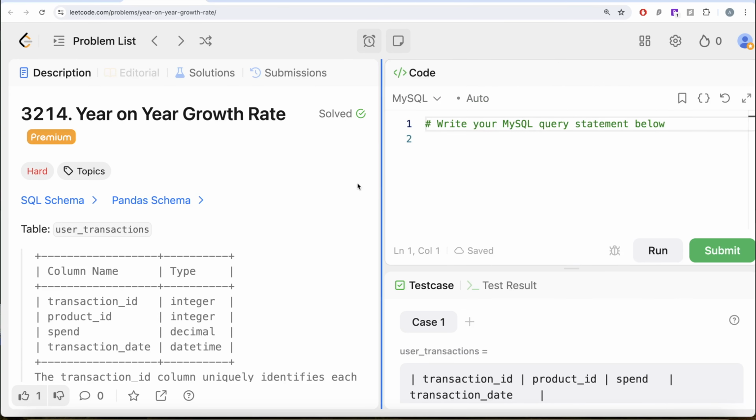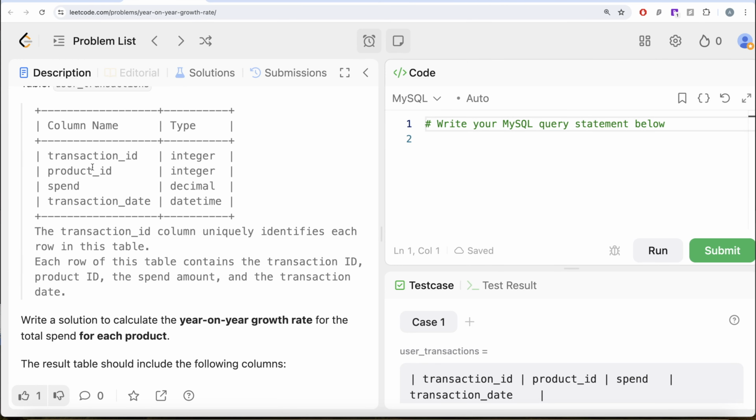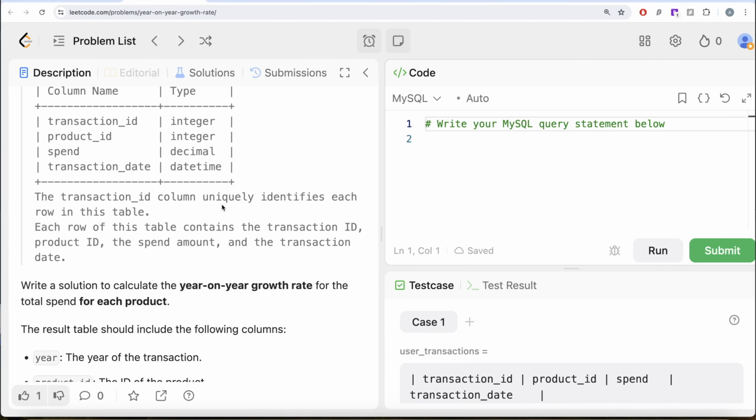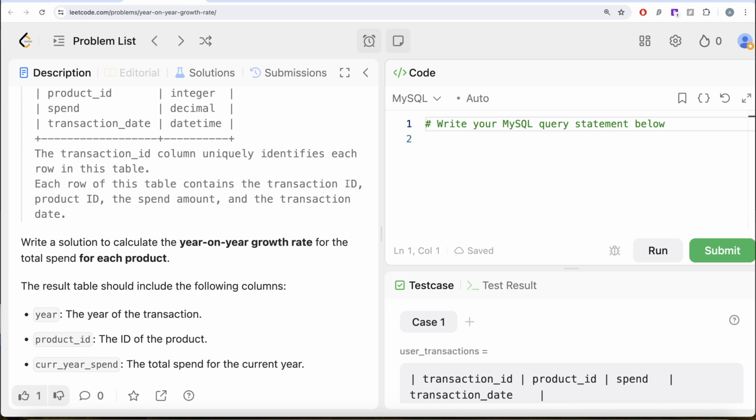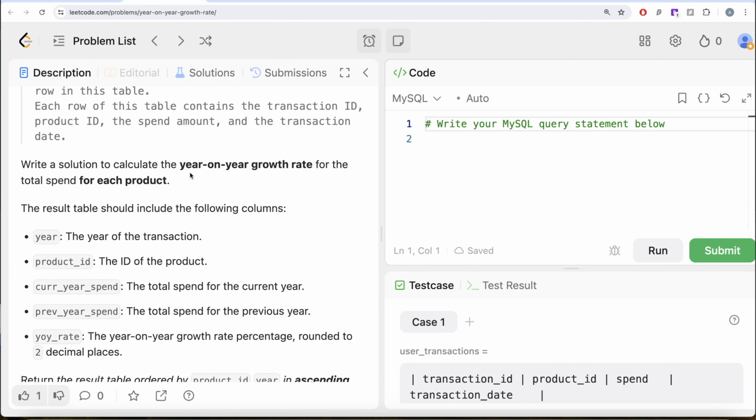Okay, the question reads, we are given a table called user transactions with 4 different columns: transaction ID, product ID, spend, and transaction date. The transaction ID column uniquely identifies each row in this table. Each row of this table contains the transaction ID, product ID, spend amount, and the transaction date. We are asked to write a solution to calculate the year-on-year growth rate for the total spend for each product.